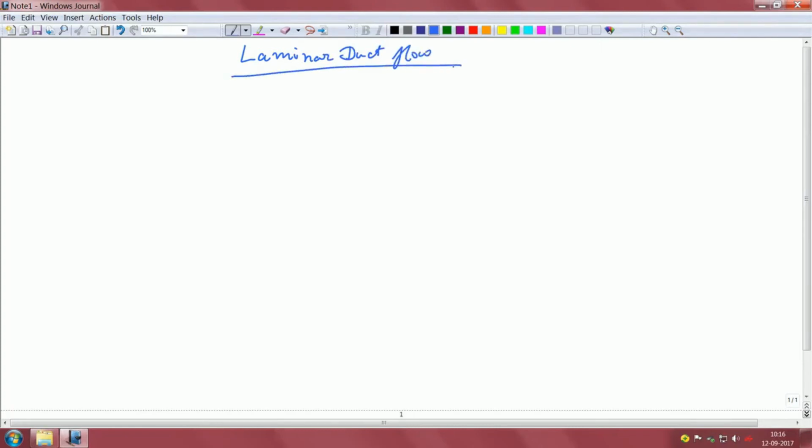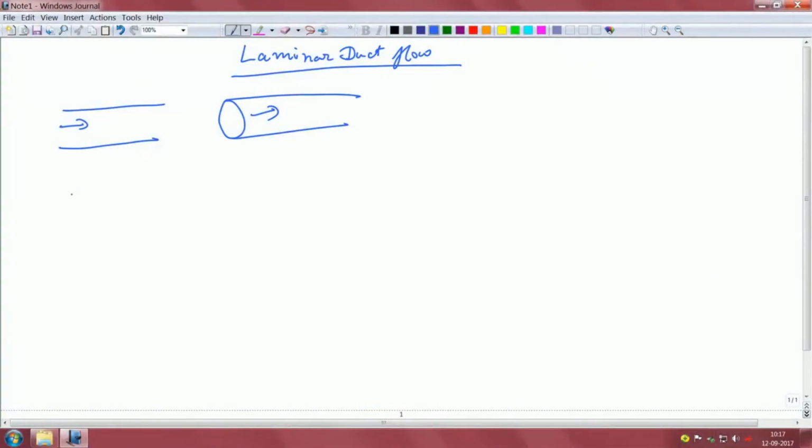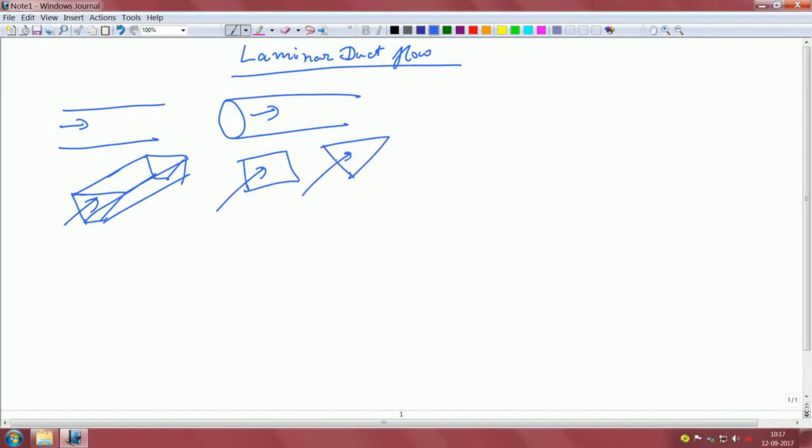It can be a channel, like two parallel plates, with a flow going through it. It can also be a pipe with a flow going through it. It can be a variety of other things. It can be this kind of a pipe also. That analysis will be a little bit difficult for these kinds of sections. There can be flow through rectangular sections, triangular sections, any type of section. These all come under the umbrella of internal forced convection.